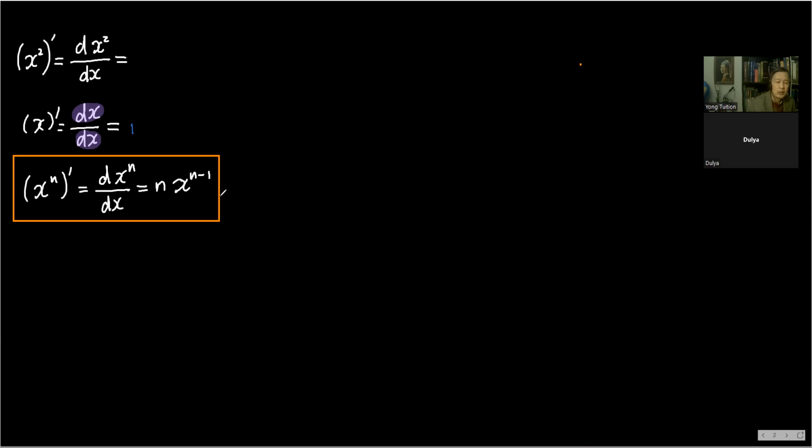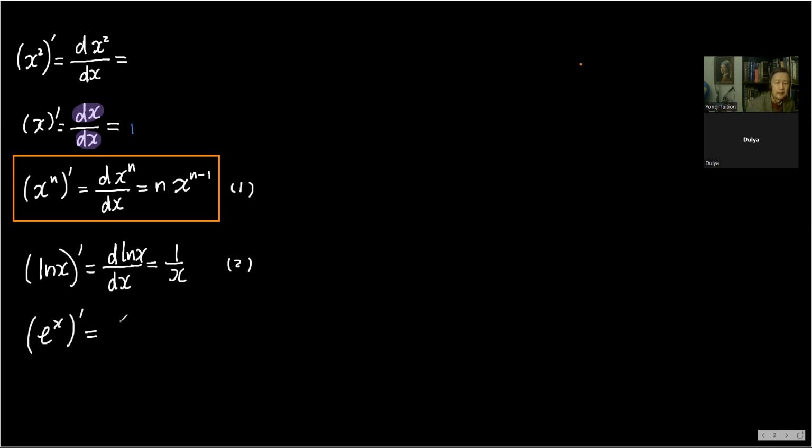We know that this is one formula, okay? Another formula you just mentioned is the natural log of x, whose first derivative is equal to, can you see? It's just a different notation of the first derivative, right? That is equal to 1 over x, can you see? How about e to the x, first derivative? That is the basic formula.